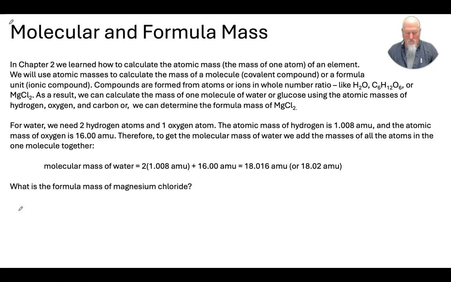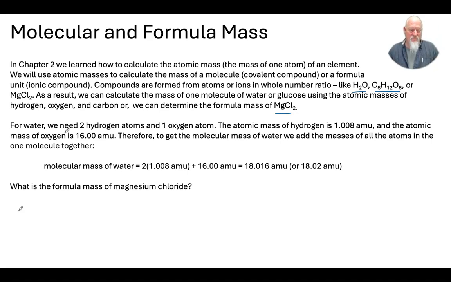Right, so now instead of just doing atomic mass, we're going to be able to determine the masses of molecules like H2O or glucose, C6H12O6, or of a formula unit of an ionic compound, MgCl2, so magnesium chloride. To do this, it's pretty simple. We look at the formula, we get the atomic mass for each element in the formula, we multiply the atomic mass of each element by the number of atoms of that element there are, and we add them all up.